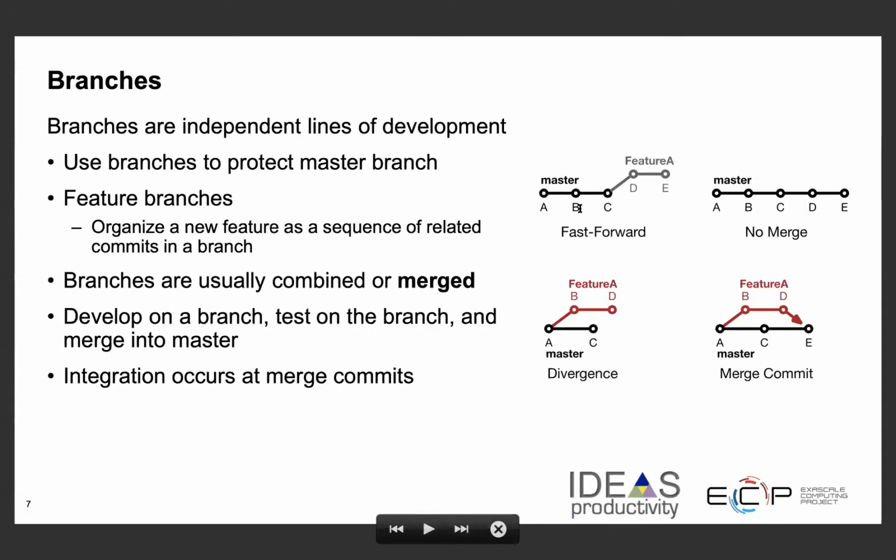So let's talk about branches. Branches are independent lines of development. A developer can essentially make a copy, which is called a branch in Git terminology. The developer can make a copy of master and work on that branch, and other team members can do the same. The advantage is that if you break your branch during development, other people are not impacted, and your master branch is also not impacted and therefore protected.